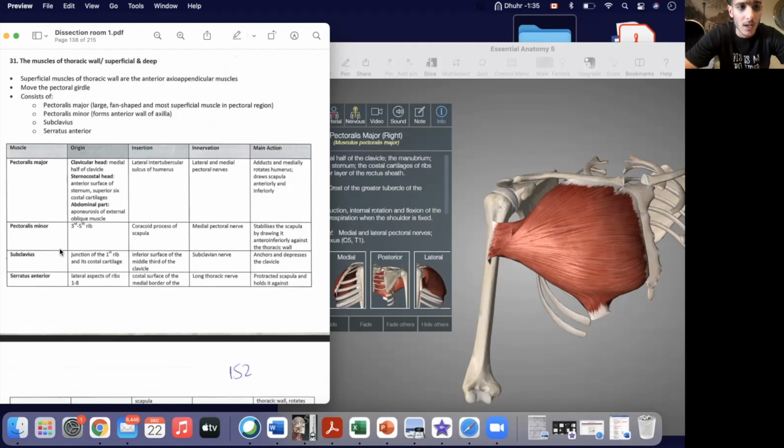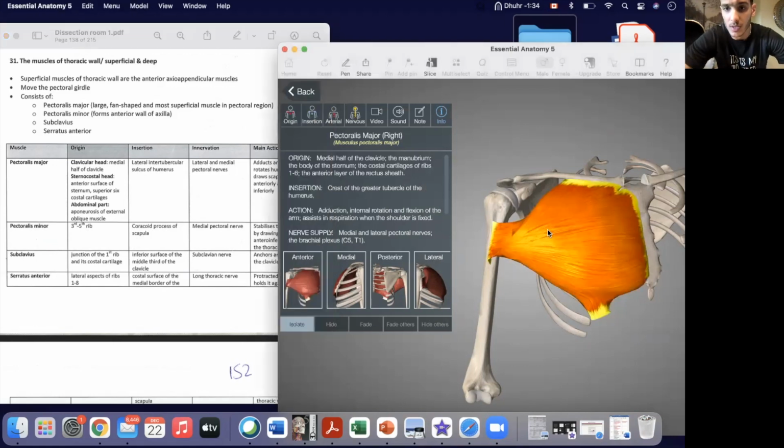Next, we can discuss the pectoralis minor. This muscle is below the pectoralis major, and it originates from the 3rd to the 5th rib, and it inserts into the coracoid process of the scapula, and I'll show you how. It's innervated by the medial pectoral nerve, and the main action is to stabilize the scapula by drawing it anterior-inferiorly against the thoracic wall.